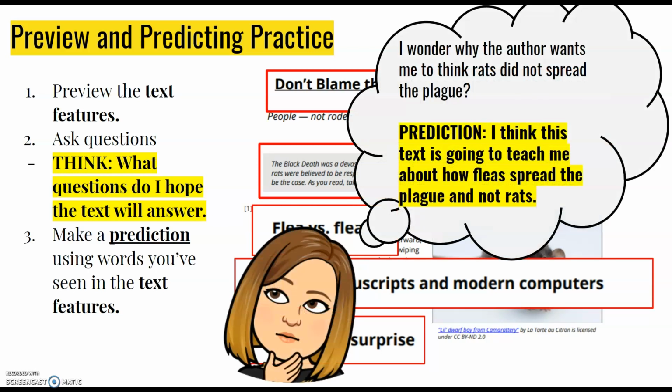Again, I was wondering why the author wants me to think rats did not spread the plague. And I think this text is going to teach me about how fleas spread the plague, not rats. Of course, my thinking could be wrong, but I am going to clarify my thinking as I read. I also want to point out that I'm using words from the subheadings to write my prediction.